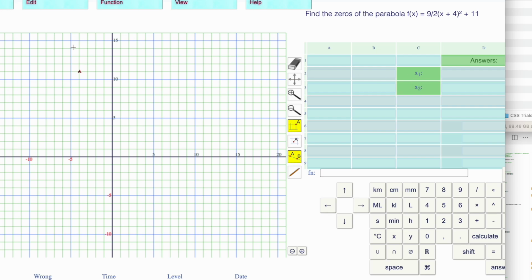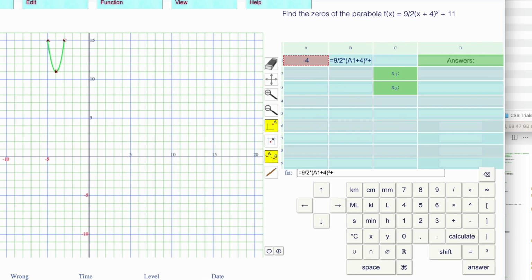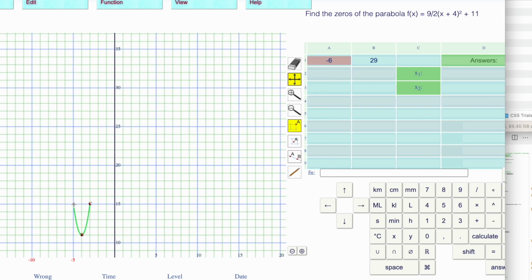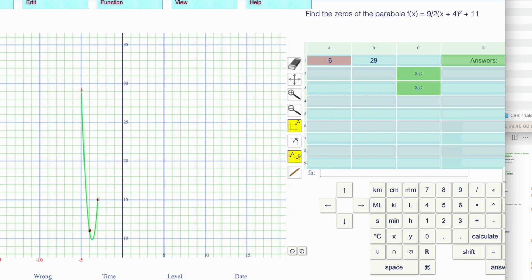(-4, 11). It's opening up. We have y equals 9/2 times the quantity x plus 4 squared, plus 11. Okay, we have (-4, 11). How about -5? No, 15.5, so -6 is 29. -6 would be at 29. What is -2? Let's do -3. -2 is 29. You get a parabola that looks like this.